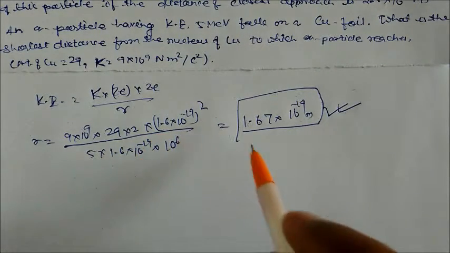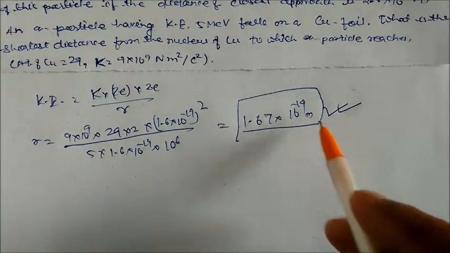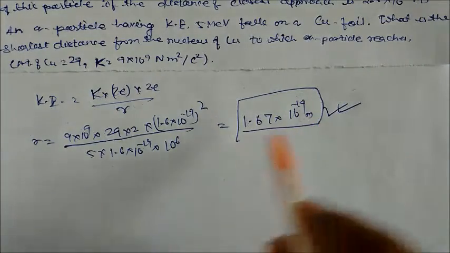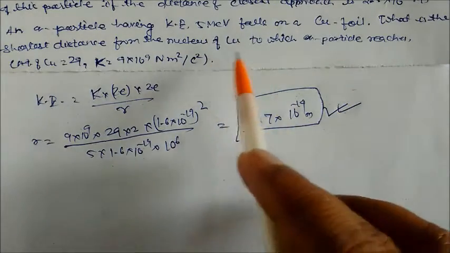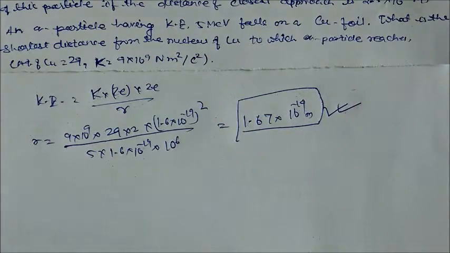So if you solve it, you will get 1.67 × 10^-14 meters. So this is our answer. That is the shortest distance from the nucleus of the copper to which the alpha particle reaches.